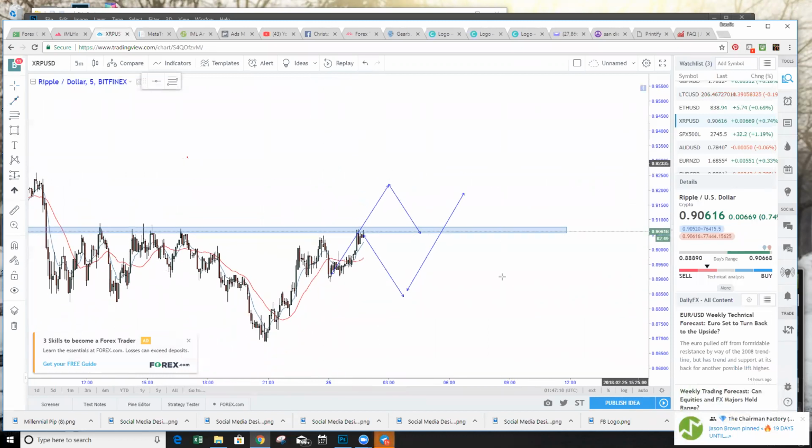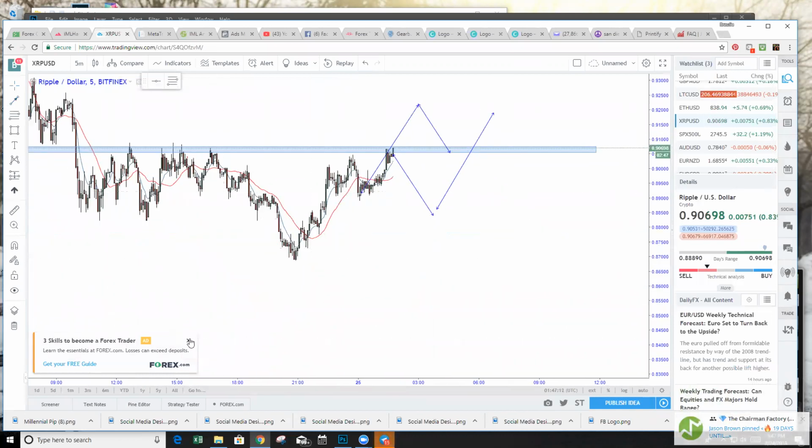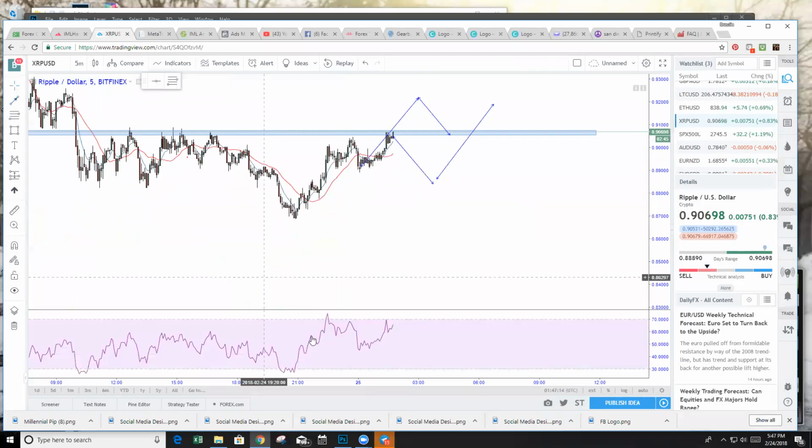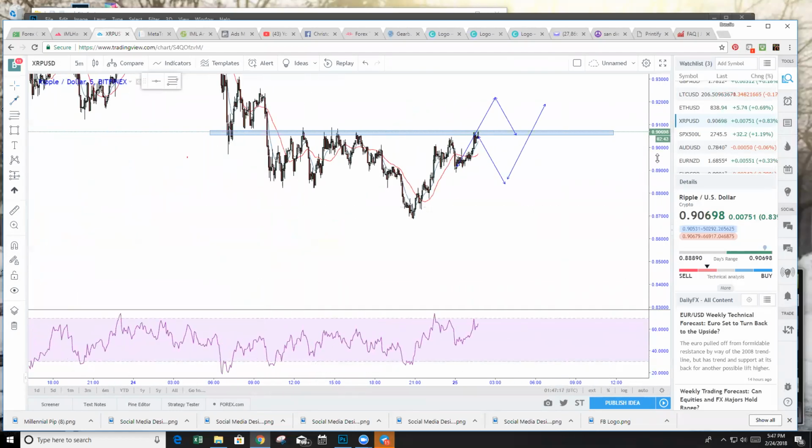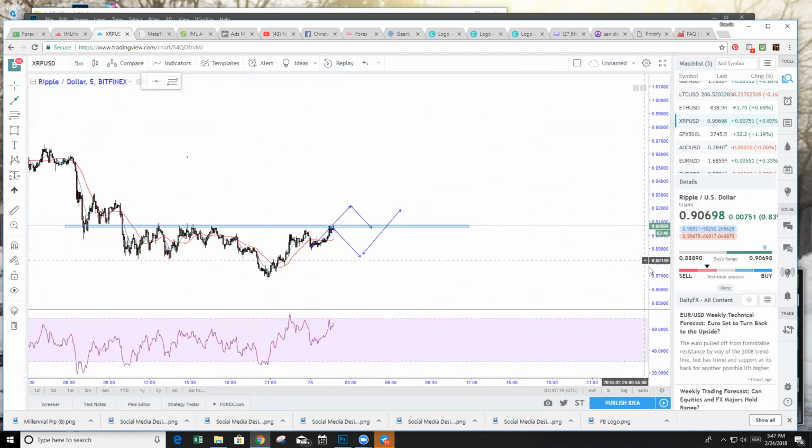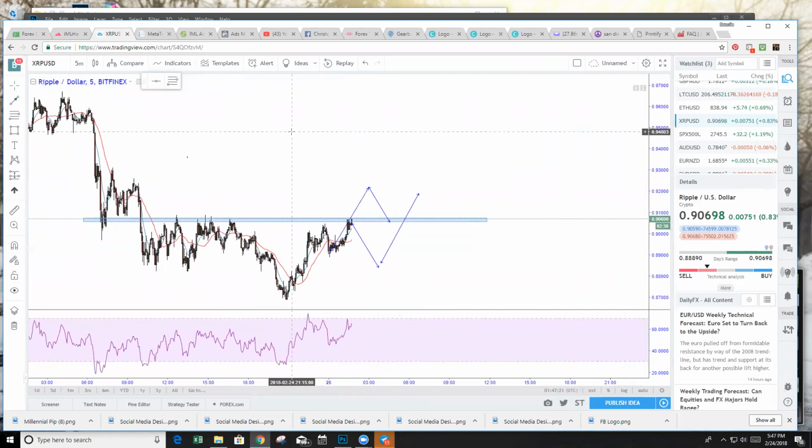Because Ripple's in an overall uptrend. Same with all the other cryptos. These are overall uptrending. There's a lot of optimism for cryptos this year, so it's pretty cool.